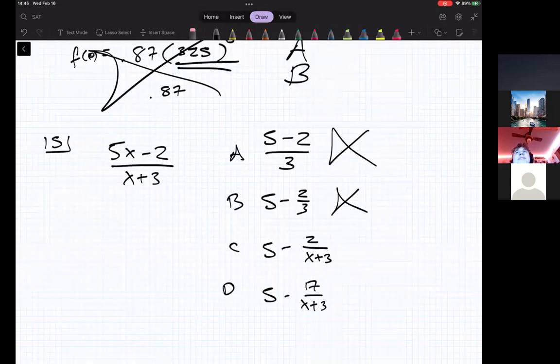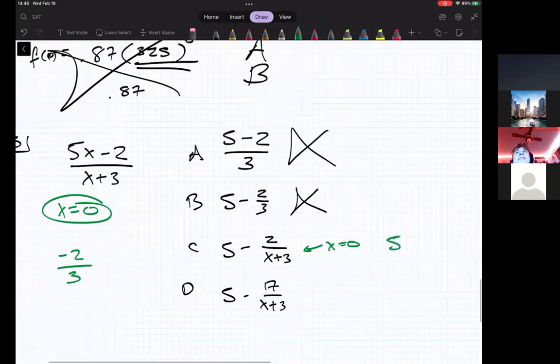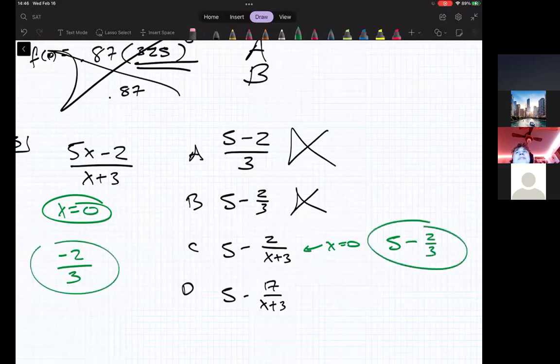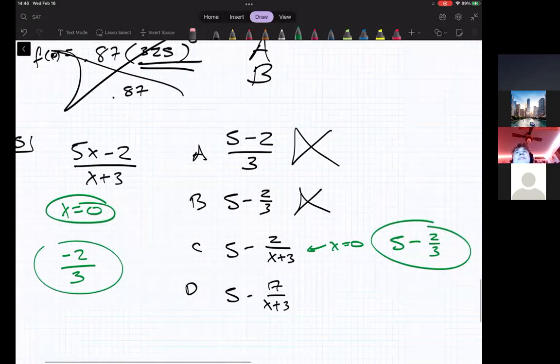How do I know which one it is? I plug in a number into X and I see if I get the equivalent value. What's the easiest number to ever plug into any function? 0. Okay. If you can't plug in 0, plug in like 1 or something like that. But if I plug in X equals 0, what do I get? -2 over +3, right? Okay, so what happens if I plug in a 0 in here? I get 5 minus 2/3. Is 5 minus 2/3 and -2/3 the same? Even without a calculator, I know they're not the same. So I know this one's out.